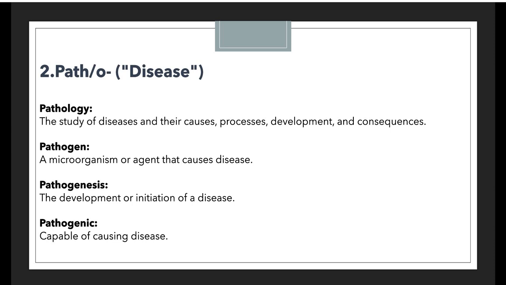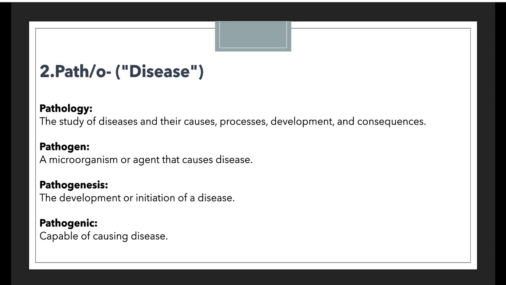Similarly, we have pathogenic. Now, pathogenic means capable of causing disease. So, if there is any substance or particle which is capable of causing any kind of disease, then in that case, we will use the terminology pathogenic. Okay. So, if you look at all of these examples, one thing is common, which is disease, because patho is mainly used in order to showcase disease.